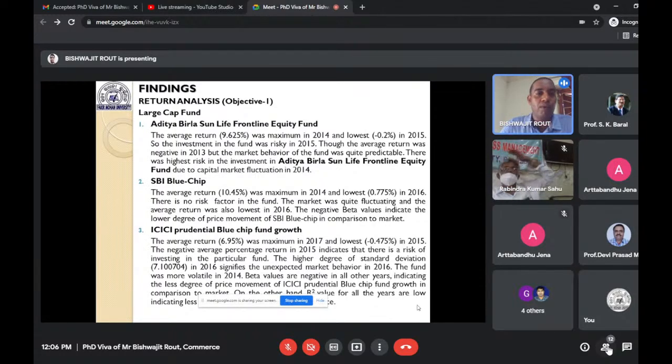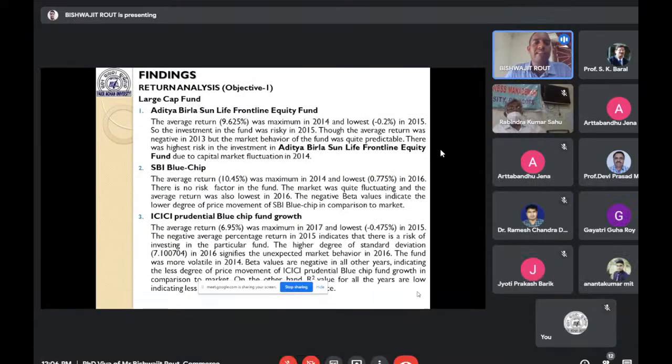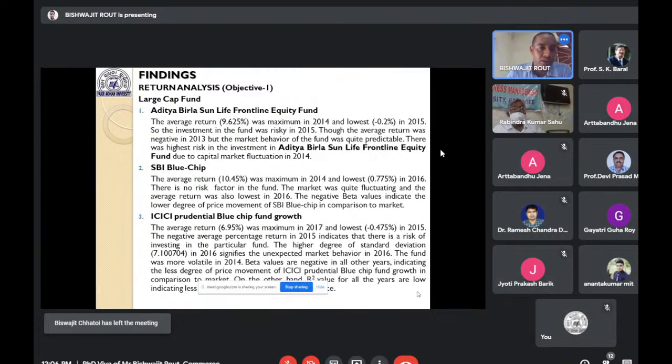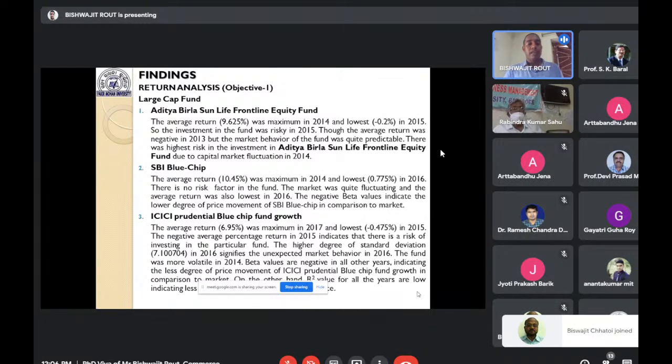The average return was negative in 2013, but the market behavior of the fund was quite predictable. There was the highest risk in the investment in Aditya Birla Sun Life Frontline Equity Fund due to capital market fluctuation in 2014, because it is directly related to different equity in the capital market. Next one is SBI Blue Chip Fund. The average return of 10.45% was maximum in 2014 and lowest in 2016, at 0.775%.